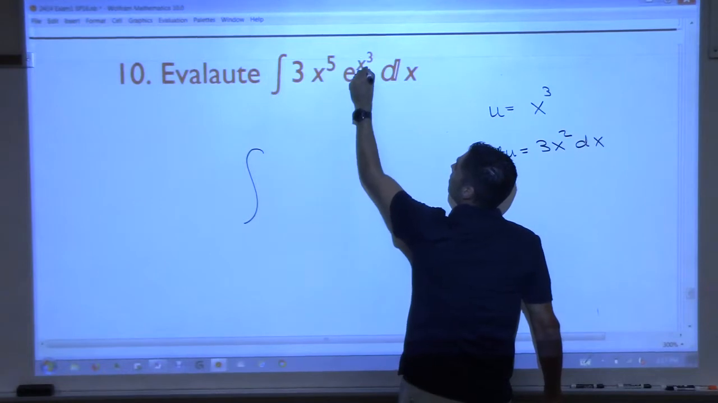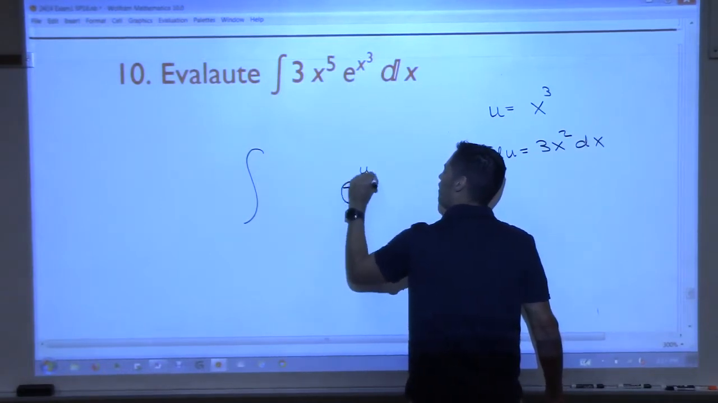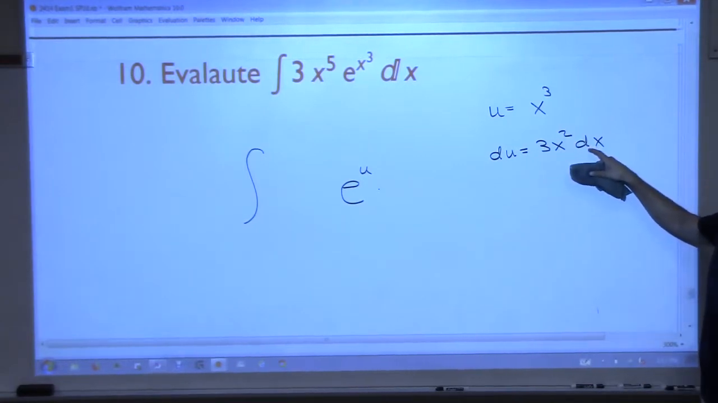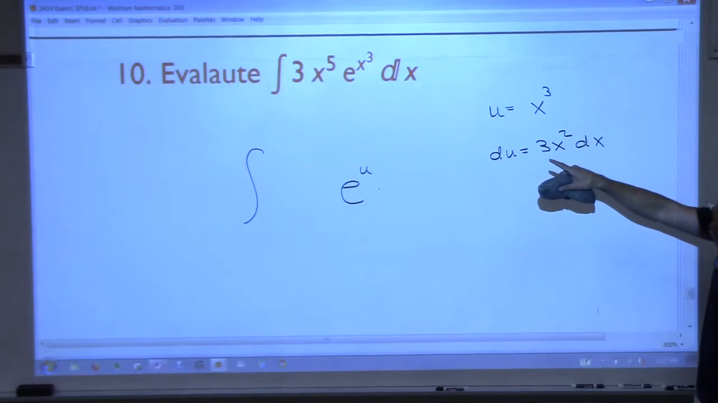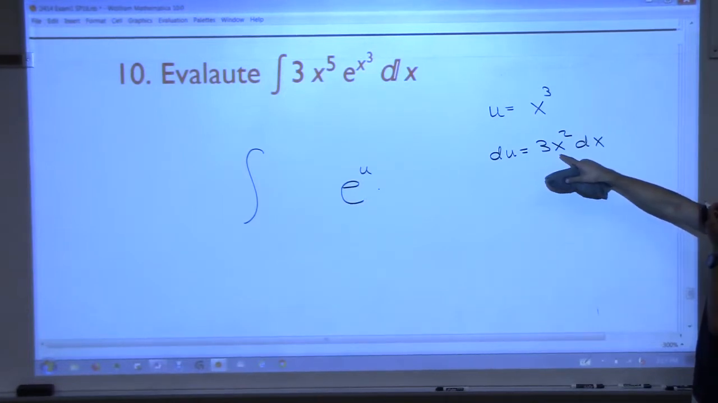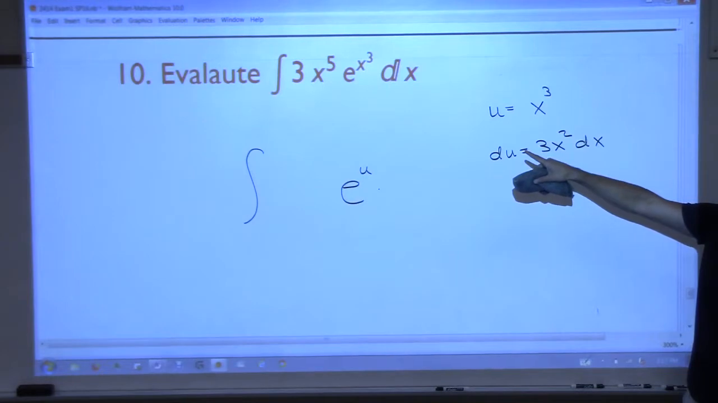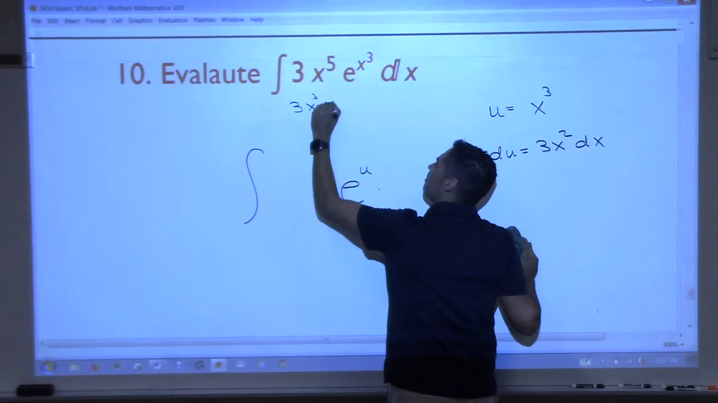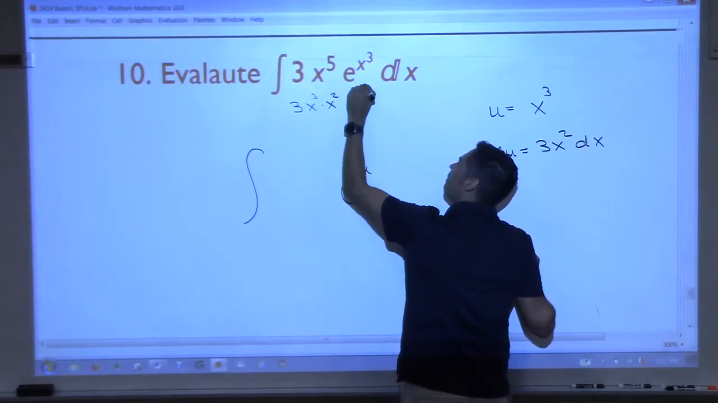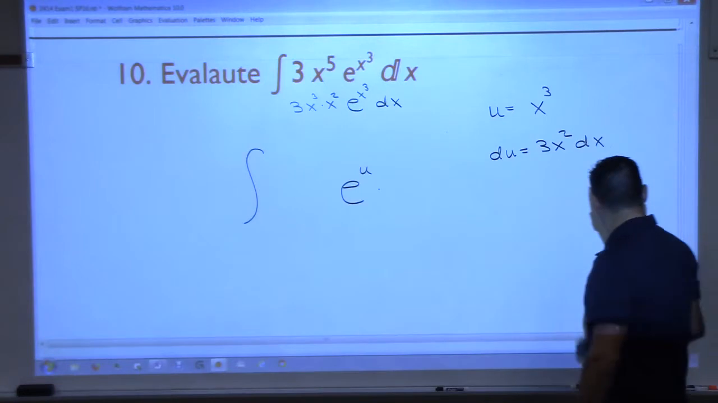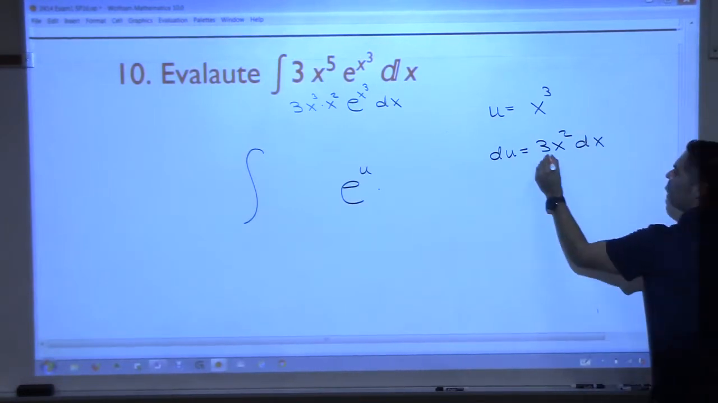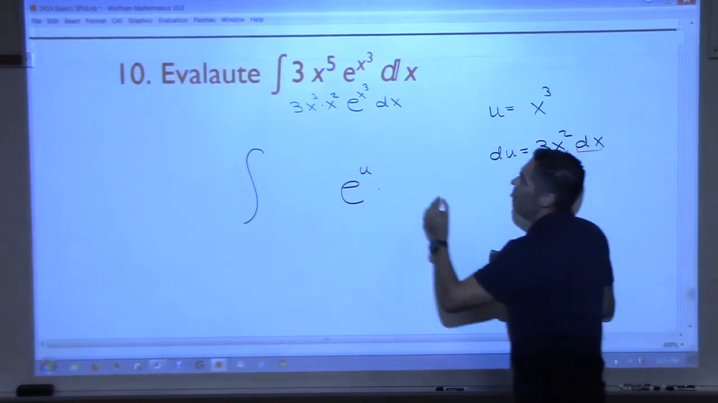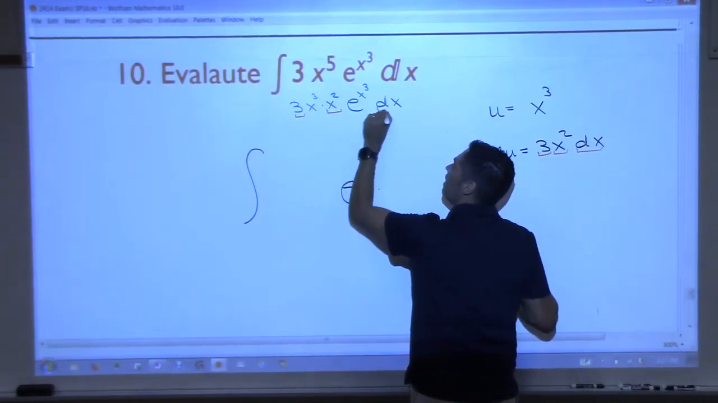This right here, e to the x cubed, is going to be e to the u, right? This is 3x squared dx, but up there I've got a 3. Ooh, I've got a 3. That's nice. X squared, that's x to the fifth. But you can look at that as x cubed times x squared. So maybe it's not insane. Right? We were looking for a 3x squared dx up there. That's what we were looking for? I have a 3x squared dx.